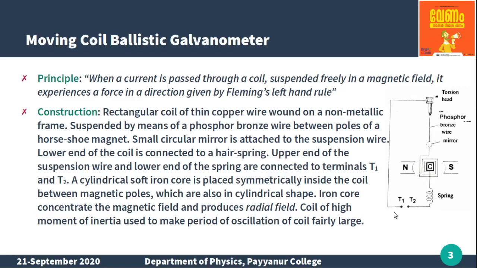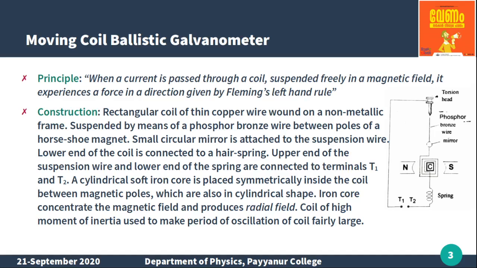So first we will see the principle. You can state the principle that you learned for a moving coil galvanometer in plus two, that is, when a current carrying rectangular coil is suspended in a magnetic field, it will experience a torque. That is the principle that we learned for the moving coil galvanometer in plus two.